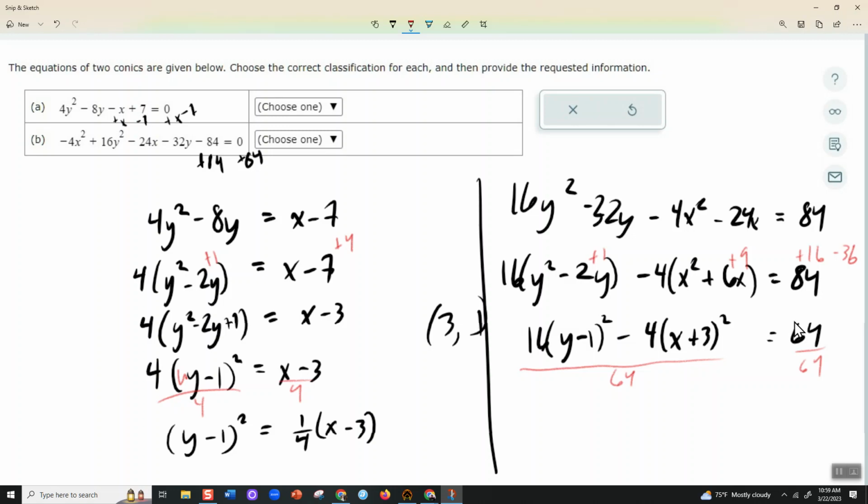If they were both exactly the same factors and I could divide by that factor and set it equal to something squared, that would be a circle. But because they're not going to end up being the same, it's not going to be a circle. This should be a hyperbola because I'm subtracting one of them. So I'm going to have y minus 1 squared over 4 minus x plus 3 squared over 16 equals 1. That is a hyperbola, and it's going to have a center at negative 3, 1. Negative 3, 1.